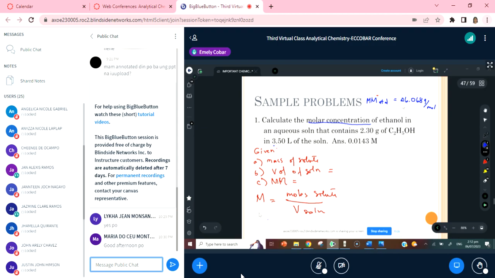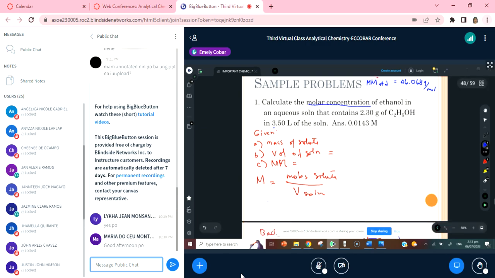Then, ang hinahanap, hindi ba? Molar concentration of ethanol. Di ba? So, molarity of the ethanol solution is simply equal to moles of solute, moles of ethanol, which is 2.30 divided by the molar mass, 46.068, okay, divided by the volume of solution. What's the volume of solution? 3.50. At yun ang sagot, 0.0143 M. Okay? So, mag-practice kayo, ha? Next, now this one.